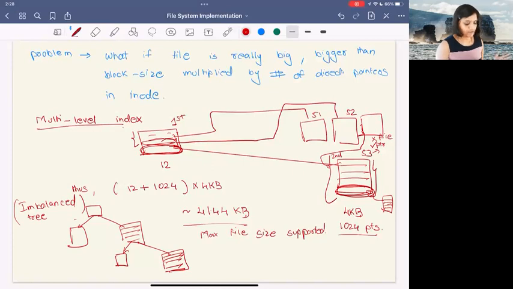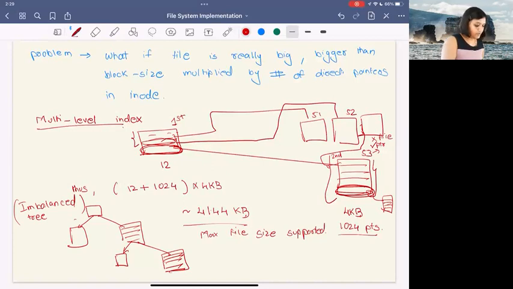So multi-level index is a generic approach. Again, it has many variables which could be tweaked and configured particularly to the requirement of what data is being stored on that system, or what type of data we are using this file system for.